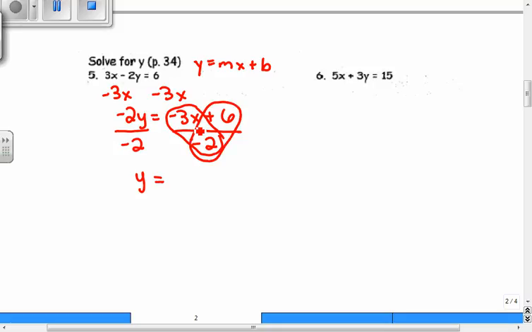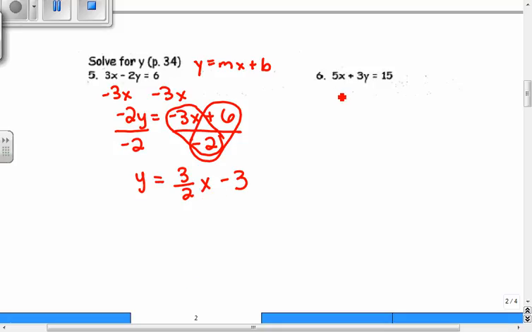So negative 3x divided by negative 2. The negatives cancel, so we're left with 3 over 2x. Then positive 6 divided by negative 2 would give us negative 3. So our final answer is y equals 3 over 2x minus 3.